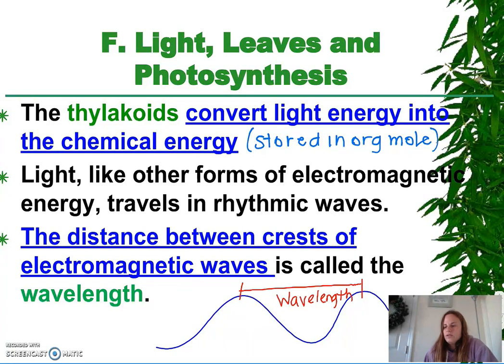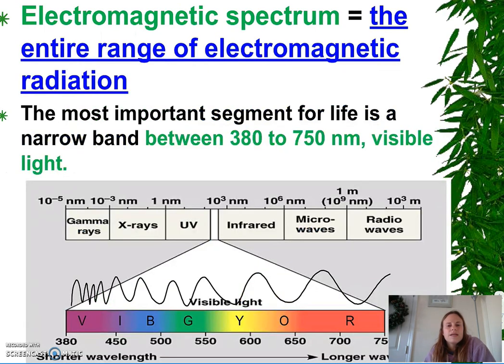Well, what is light energy? Light energy is a type of kinetic energy. In other words, it's also known as electromagnetic radiation. Now, this electromagnetic radiation or electromagnetic energy is going to travel in the form of waves, where the distance between the crests of these electromagnetic waves is called the wavelength. The electromagnetic spectrum includes the entire range of the electromagnetic radiation.